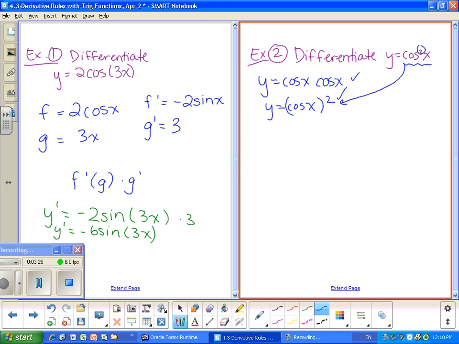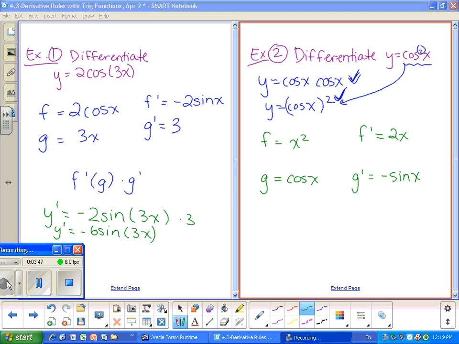Now, depending on which one you prefer, which strategy or which rule will you have to follow if you're going to do that one? Product. You have cos times cos, so you have to do the product rule. If you're going to do this one, what rule do you have to follow? Chain. So I'm going to do chain rule because if you choose to do product rule, you will have to simplify more at the end.